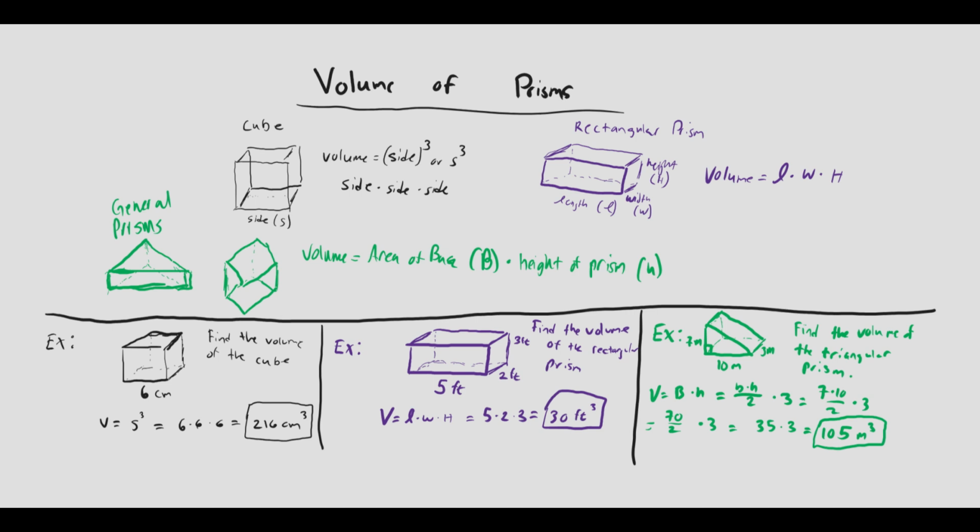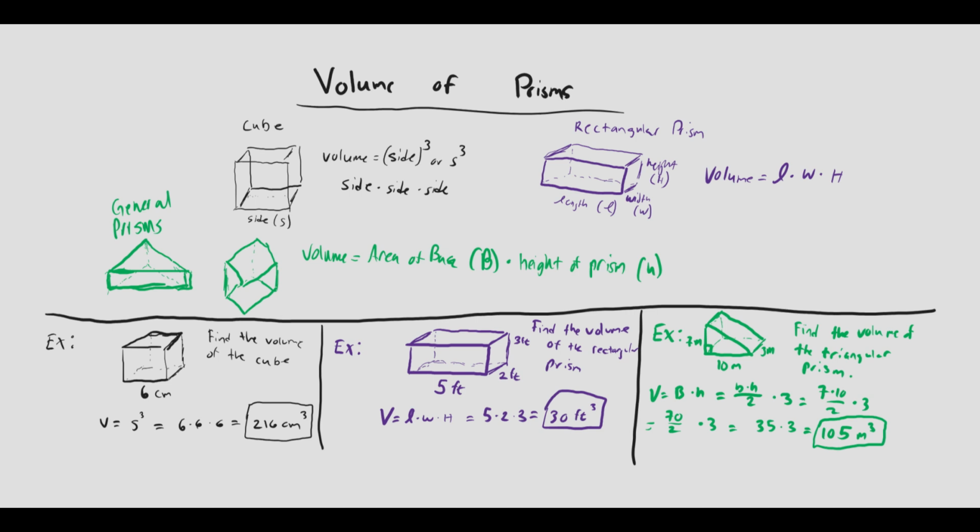When we look at the volume of the cube here with a 6 centimeter side, it's going to be 6 to the 3rd power for volume. 6 times 6 times 6, which is 216 cubic centimeters. When we look at the volume of the rectangular prism, it is length times width times height, so 5 times 2 times 3 in this case of what's given, it's 30 cubic feet.